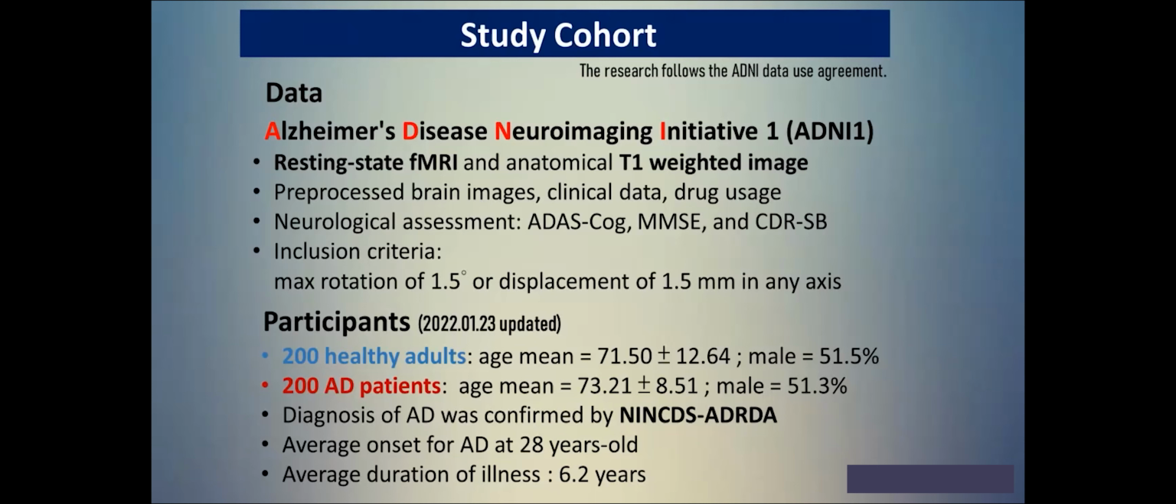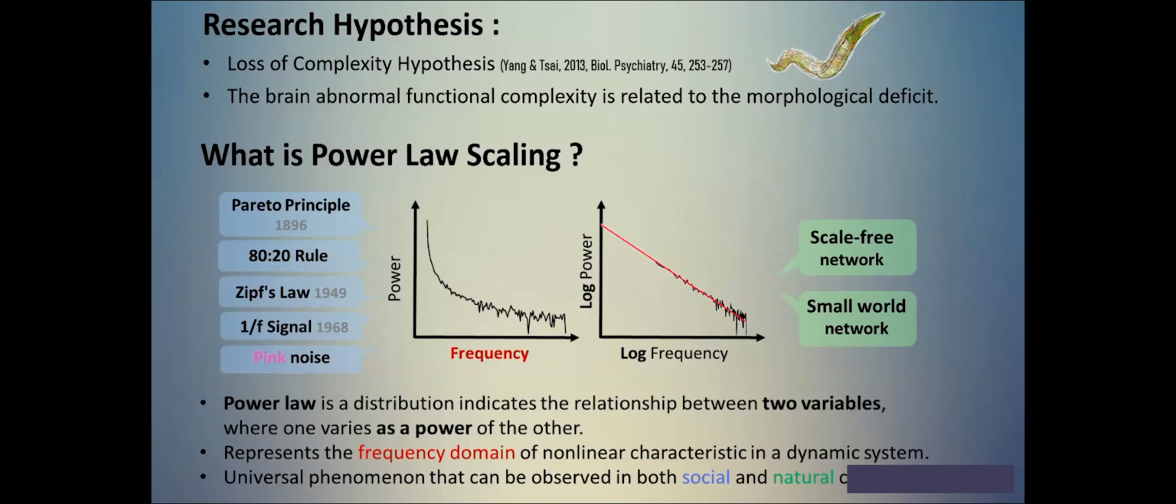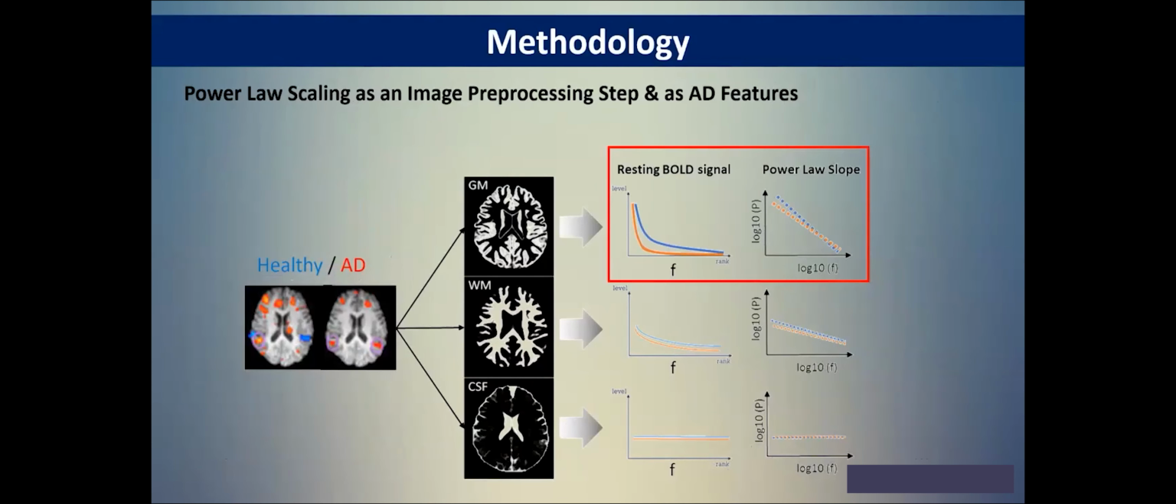Okay, and the participants and other materials we use are listed in these slides. Here, we try to adopt concepts from statistical physics, one of which is called complexity science. It allows us to extract the features of the dynamic or nonlinear neuronal interactions, especially in our brain. Here we use an index called power law scaling to extract the dynamic image signals from our brain, as an image processing step and as Alzheimer's disease features.